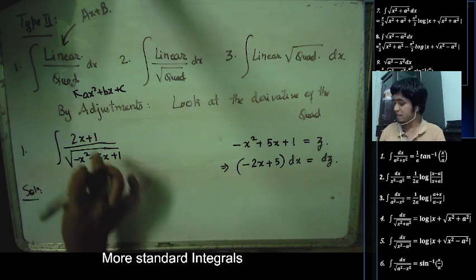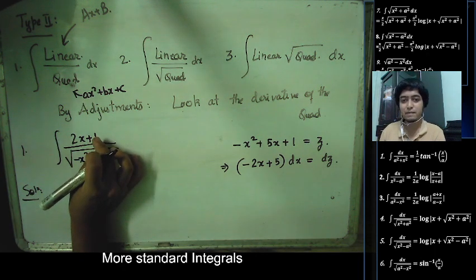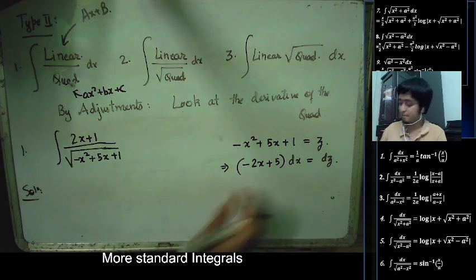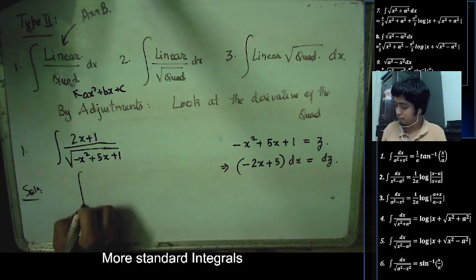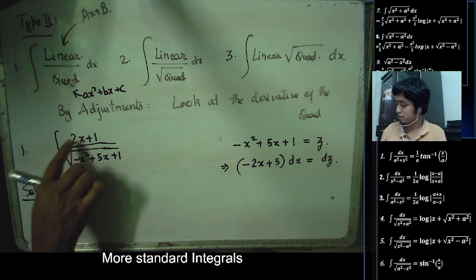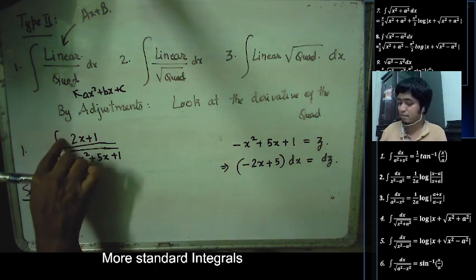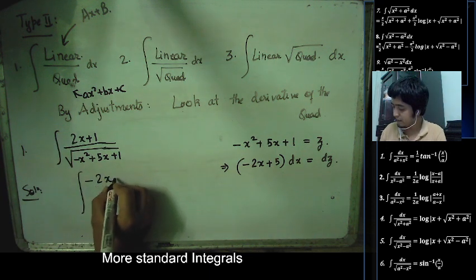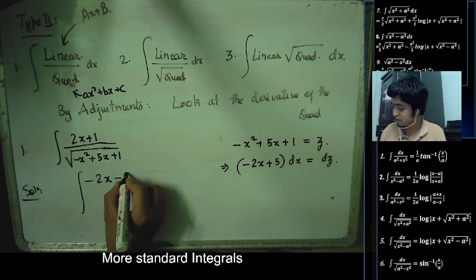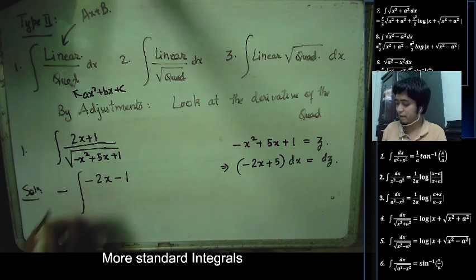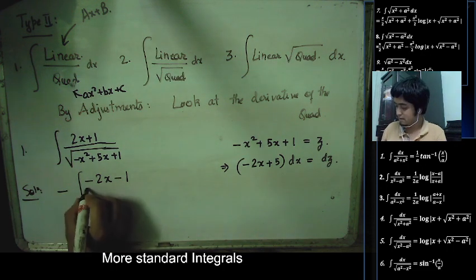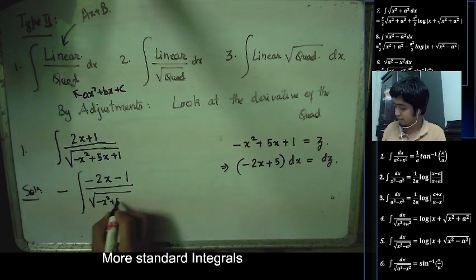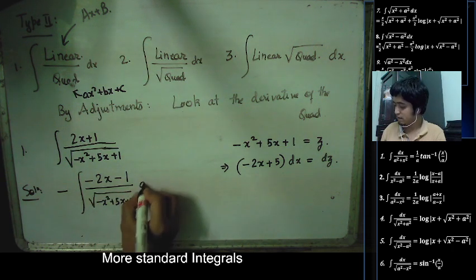Now, how exactly should we do the adjustments here? The numerator should contain minus 2x plus 5. So how will we get minus 2? First of all, look at this term. You should get minus 2x over here, so you can multiply and divide by minus. So I will be having minus like this, and over here I will be having the root of minus x squared plus 5x plus 1 dx.